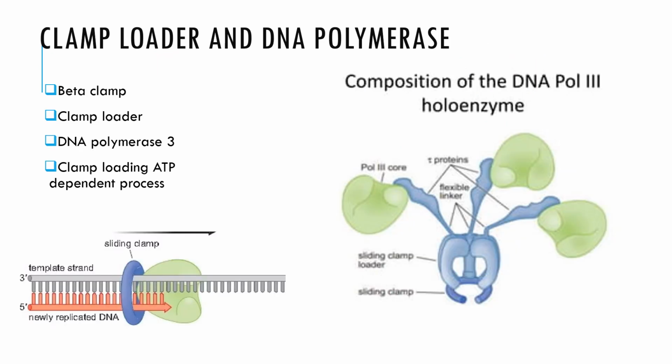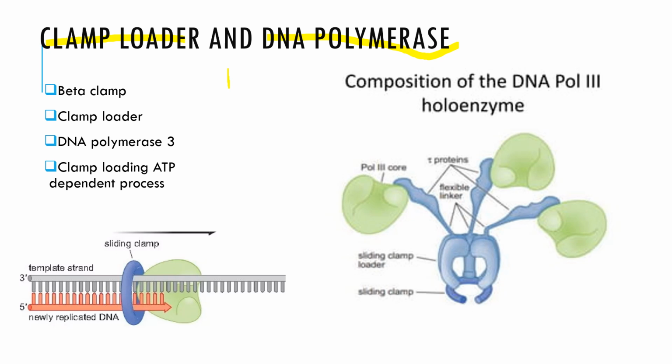So in this diagram you can see that we will discuss the clamp, the clamp loader and DNA polymerase. As we discussed in the last lecture, there are different types of polymerases in prokaryotes. So let me repeat one more time. In prokaryotes, there are 5 different types of polymerase.